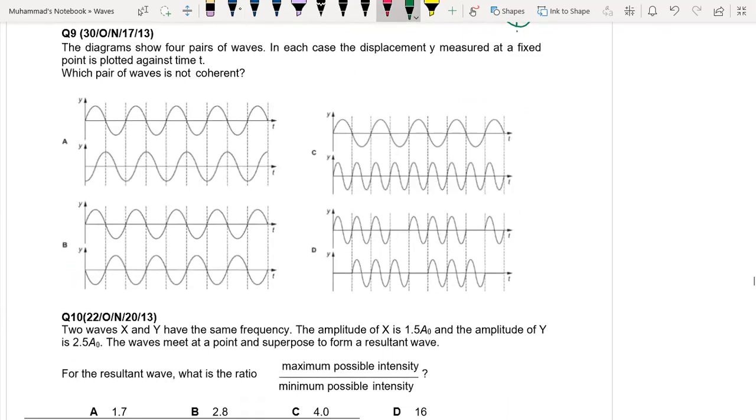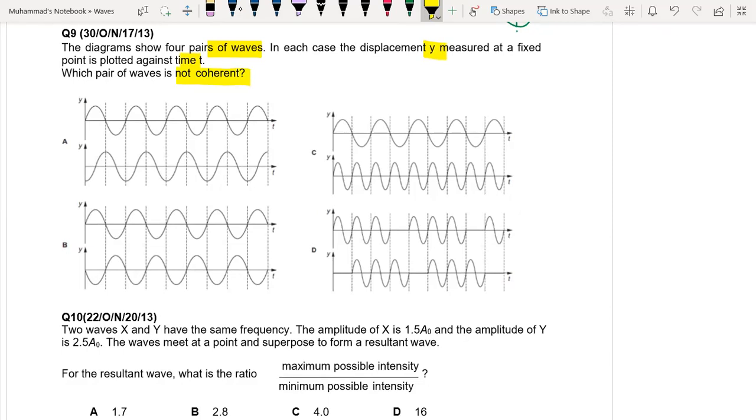The diagram shows 4 pairs of waves. In each case, the displacement y, measured at a fixed point, is plotted against time t. Which pair of waves is not coherent? For coherent waves, the phase difference should not change with respect to time. They must have a constant phase difference. If the phase difference is changing with time, at one particular time we will have constructive interference, and after some time we will have destructive interference, so we will not be able to observe interference.